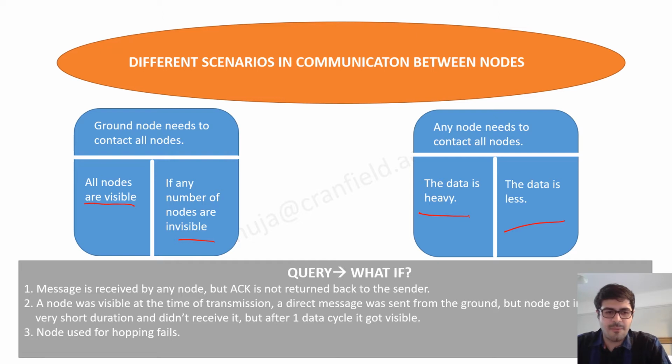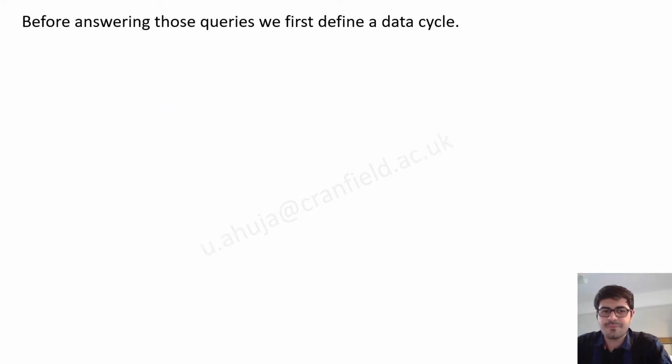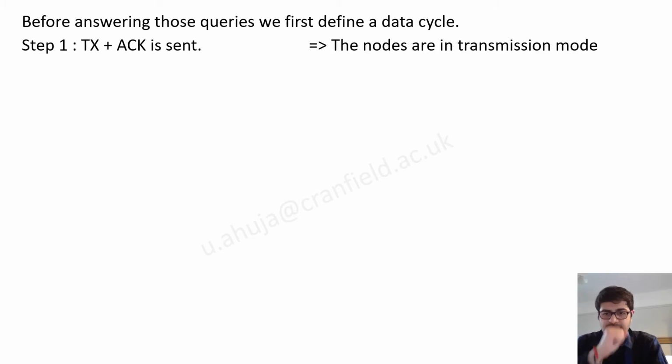So the node used for hopping fails. In the third case, the node used for hopping fails. So before answering the query, we first define a data cycle, as we have just introduced the word data cycle in the previous slide.